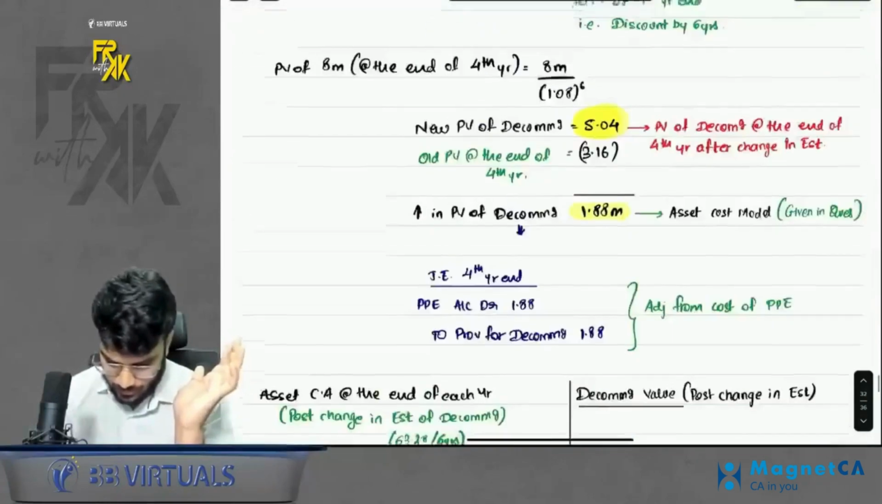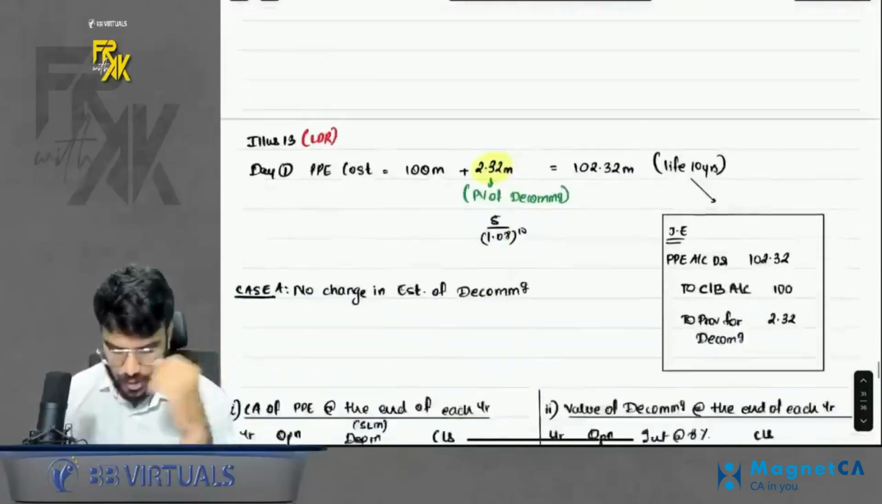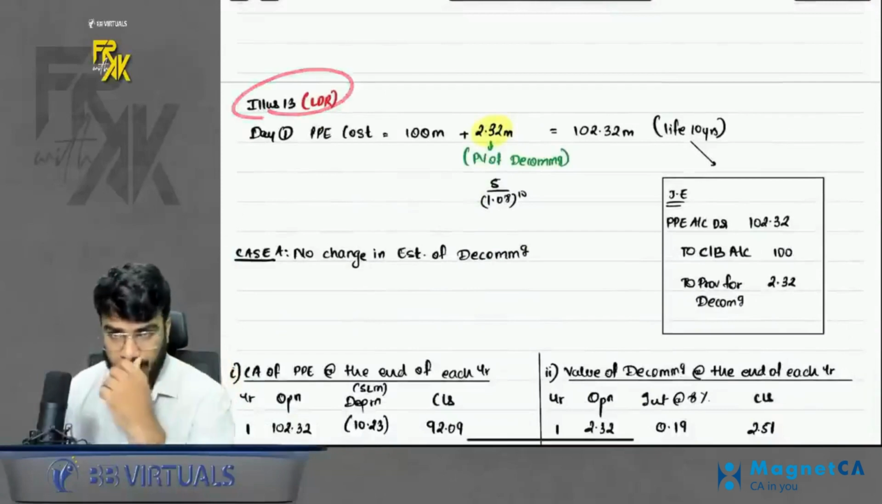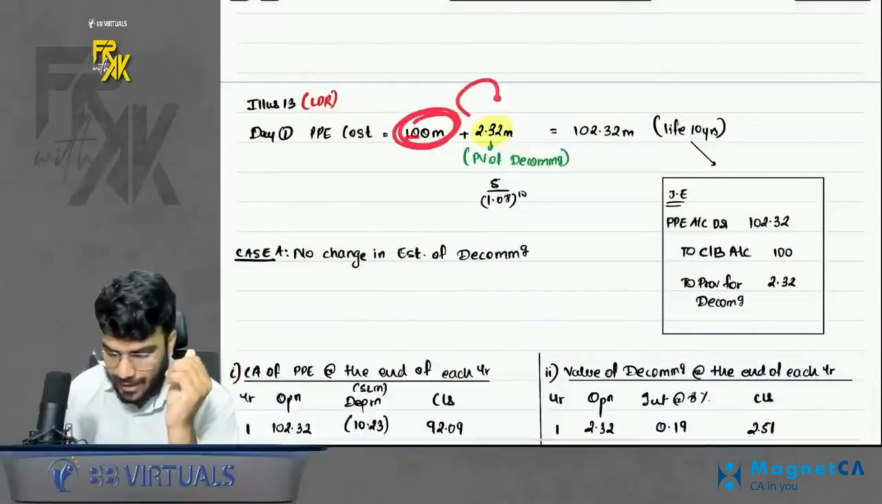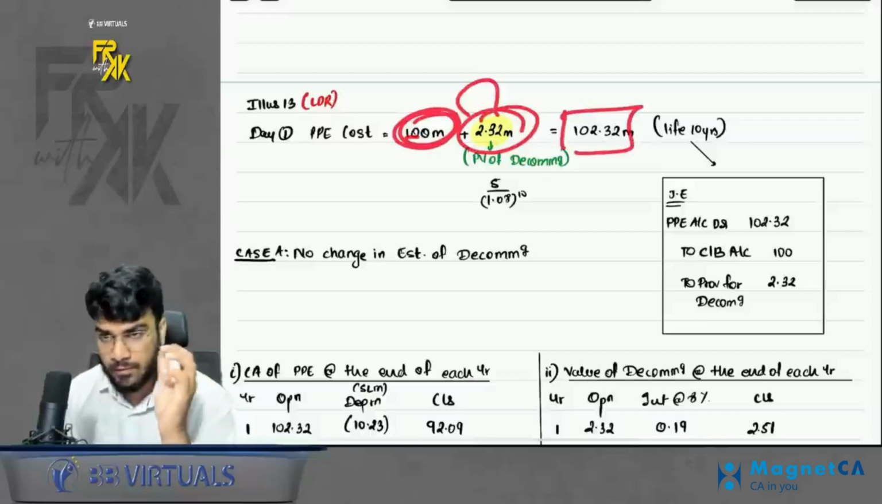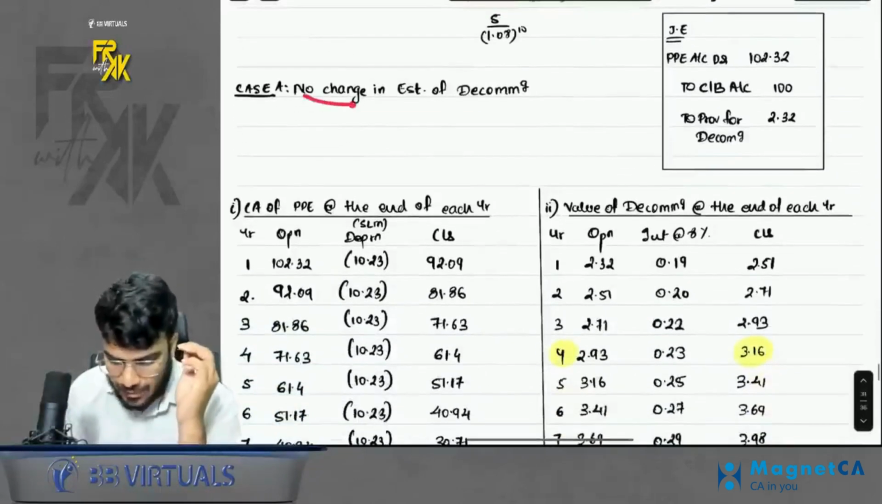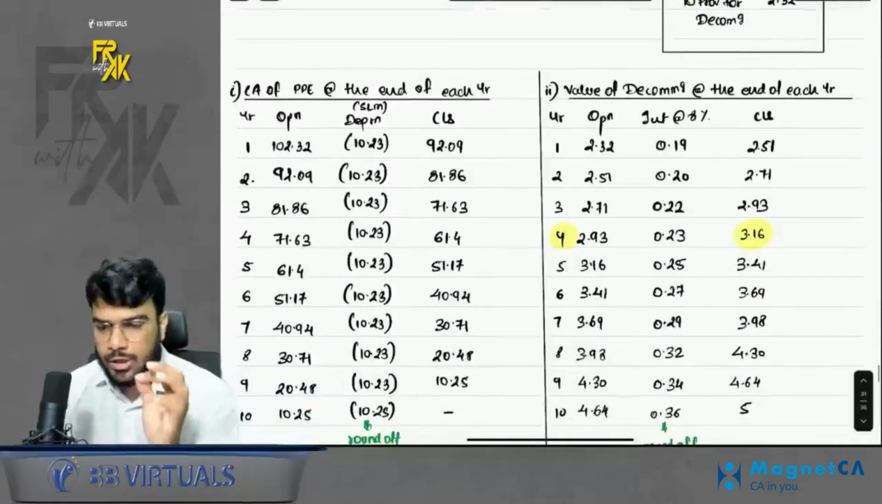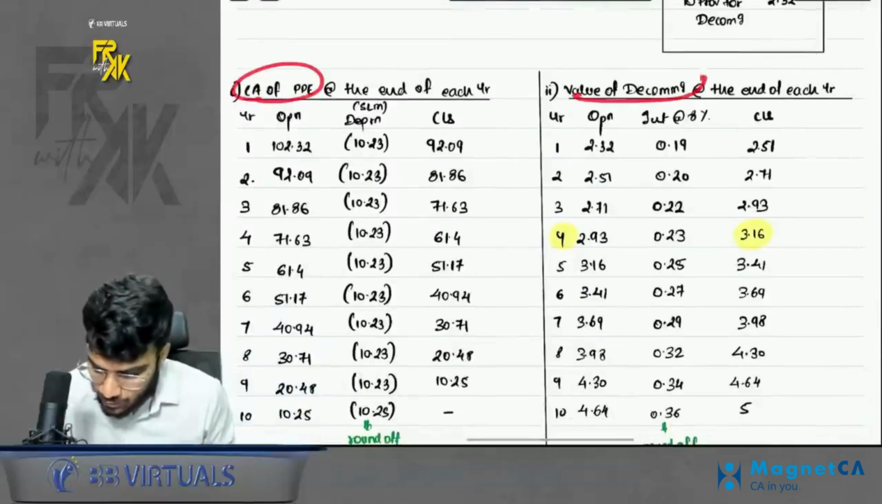One sec. Here it is. Yeah, here. So illustration number 13, you can find it out. We had a cost of 100 million. We added the present value of decommissioning and got a total cost of 102.32. Now case 1, no change exists in decommissioning. They want us to compute the carrying value of PP and the value of decommissioning at each year.